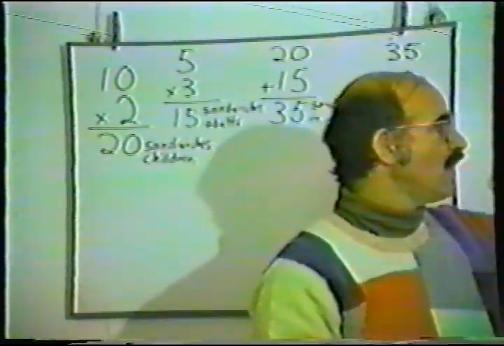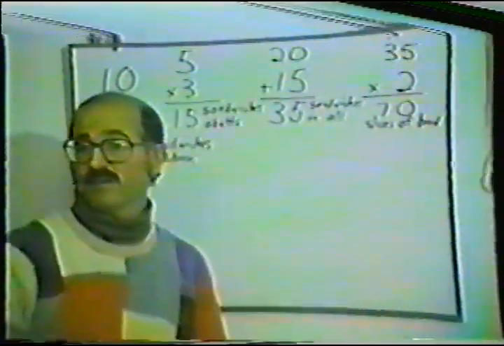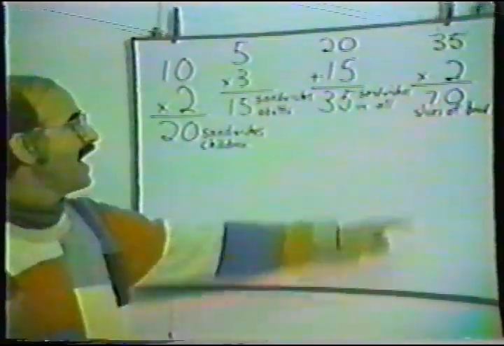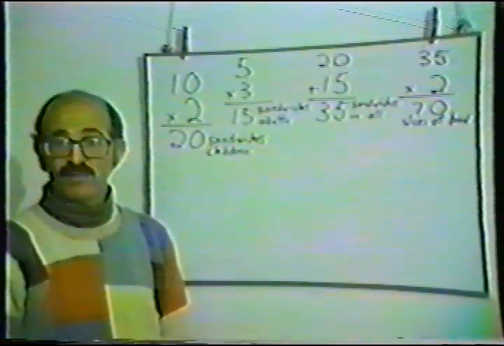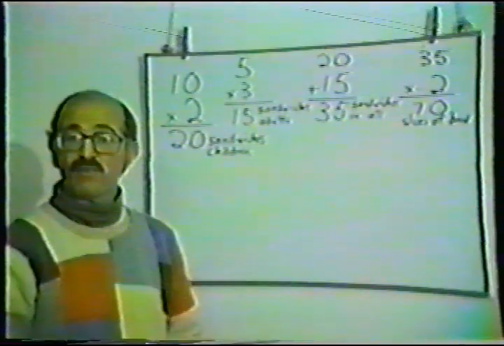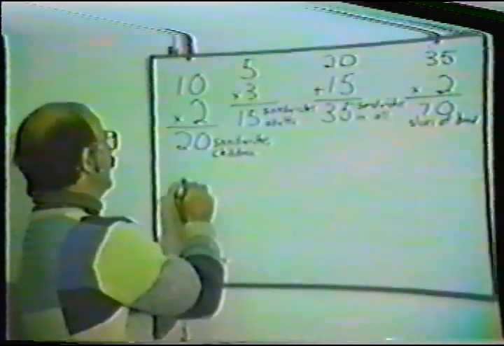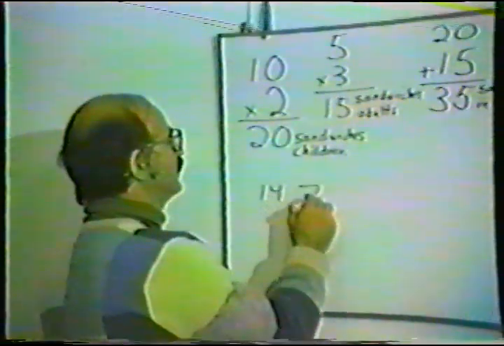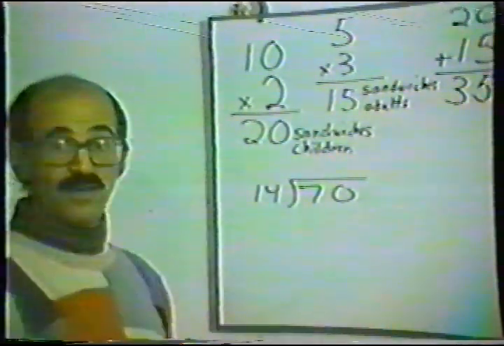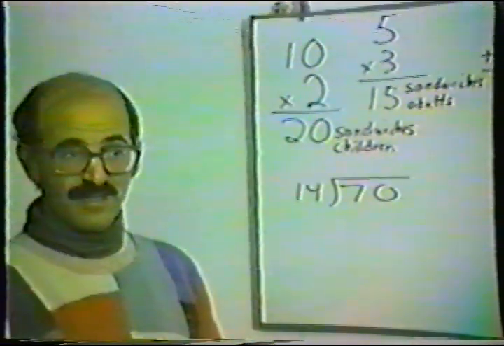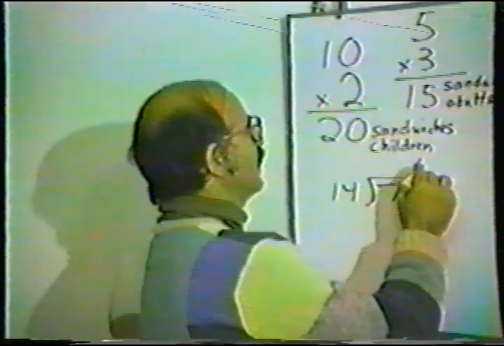There are 14 slices in a loaf of bread. We have 70 slices. How many 14s are there in 70? We have to do what? Divide. How many 14s are there in 70? Take a guess. 5. Let's try 5.